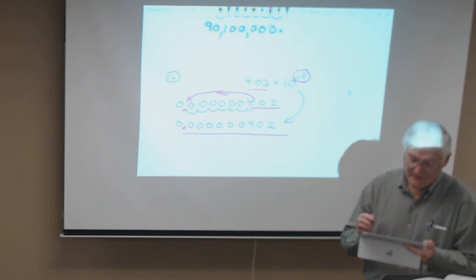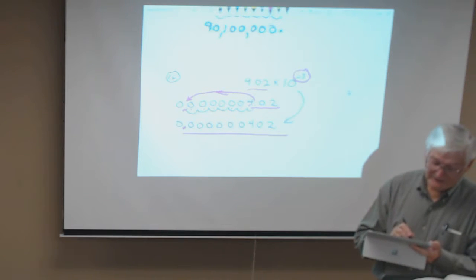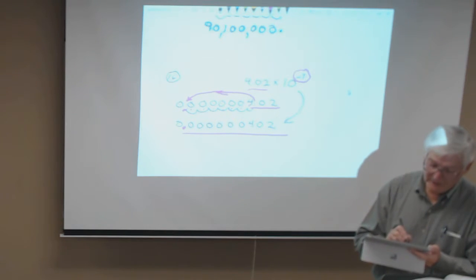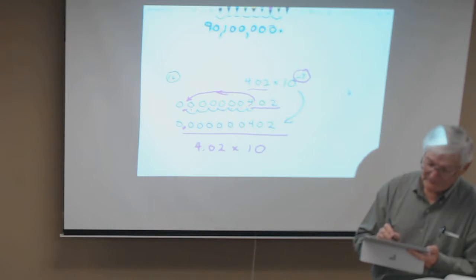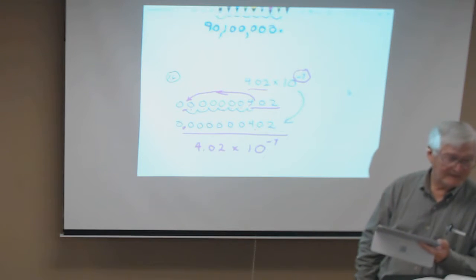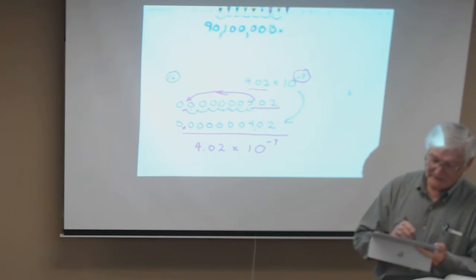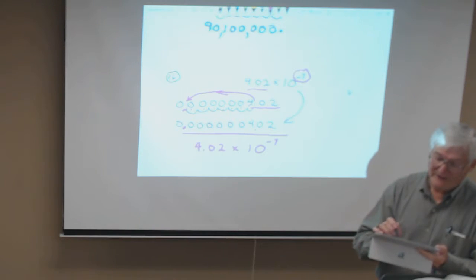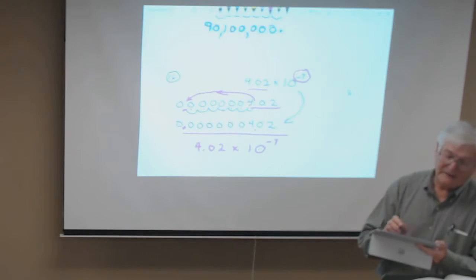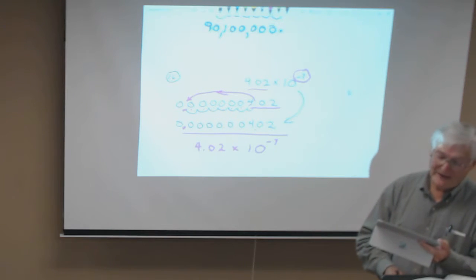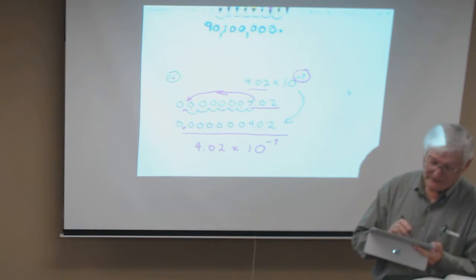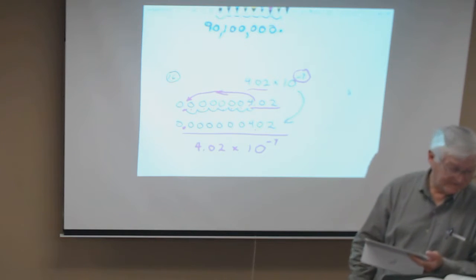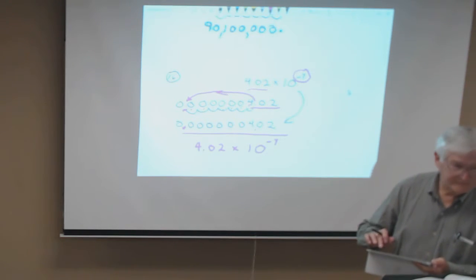And to check it, if I have this number, that's going to be 4.02 times 10 to the, how many places do I move it back to get to 4.02? 10 to the negative 7. Remember that? So from this number, that's why it's a negative 7. So I know if I have negative 7, it's going to be a number less than 1. It's going to be a fraction. So when I put it in scientific notation, I'm going to have a negative exponent. You got that?